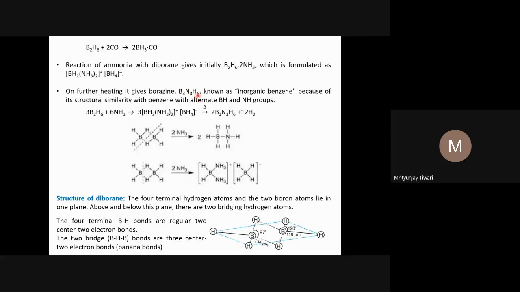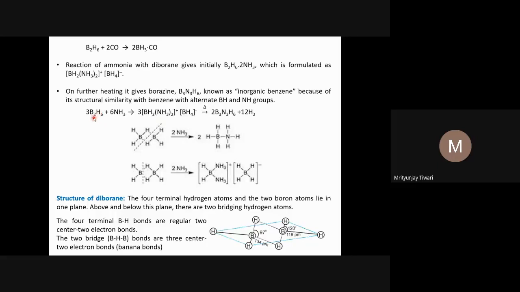So in the benzene structure, if you replace all the carbon atoms with one B, then N, then B, then N, then B, then N, and now all the hydrogen atoms you can keep at the same position, you will see the formation of borazine. Its structure is aromatic, similar to benzene, and that's what we see.